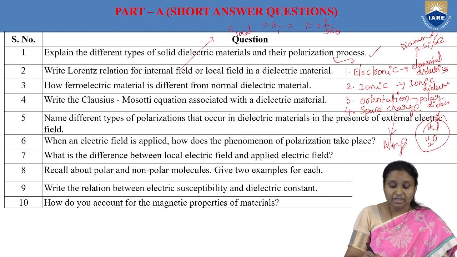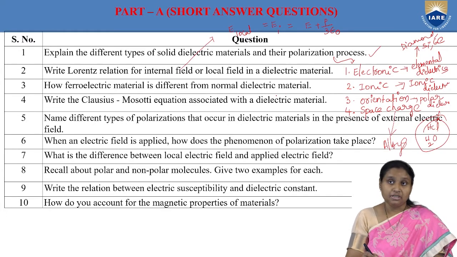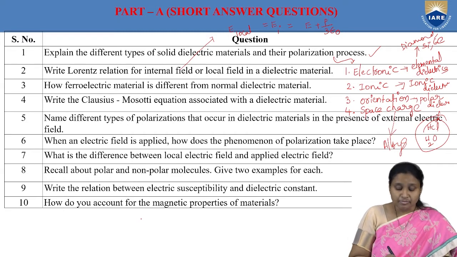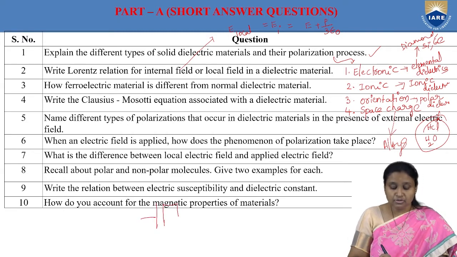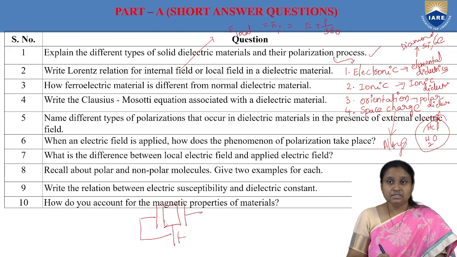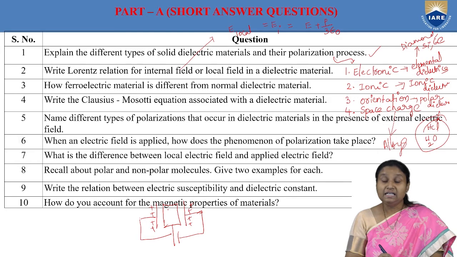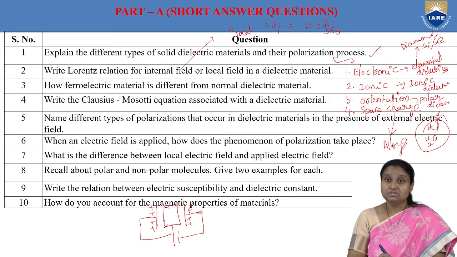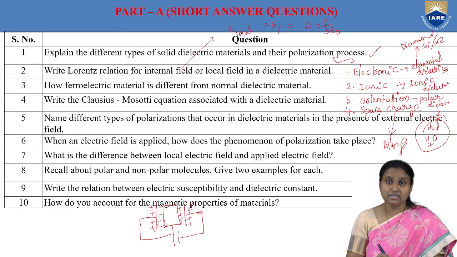Now, how is a ferroelectric material different from a normal dielectric material? If we insert a normal dielectric material between two capacitor plates and apply an electric field, first the plates become charged, and within the dielectric material the polarization process starts. What is polarization? It is the separation of positive and negative charges, so dipole formation takes place throughout the dielectric material. This is the case of a normal dielectric.